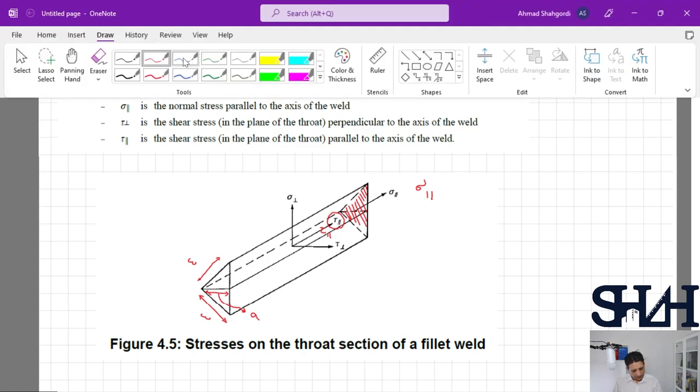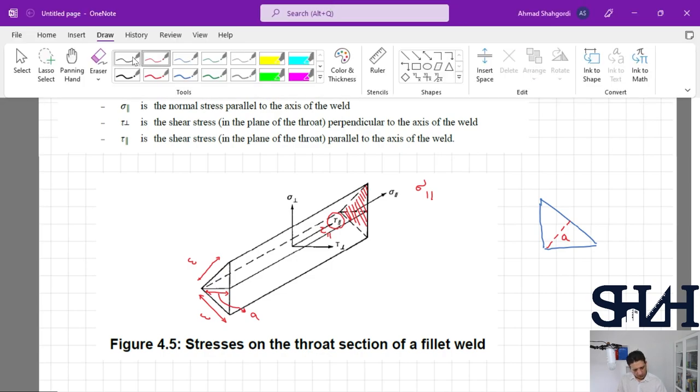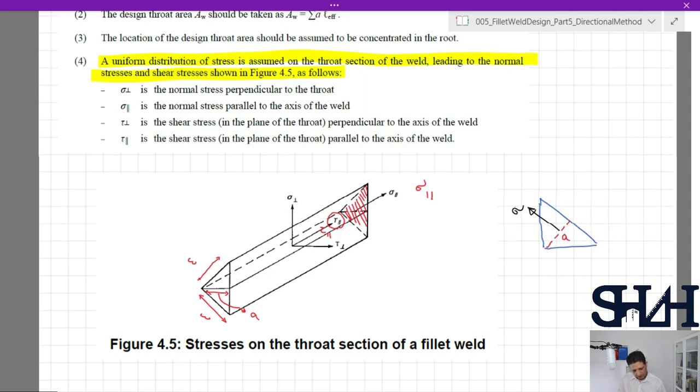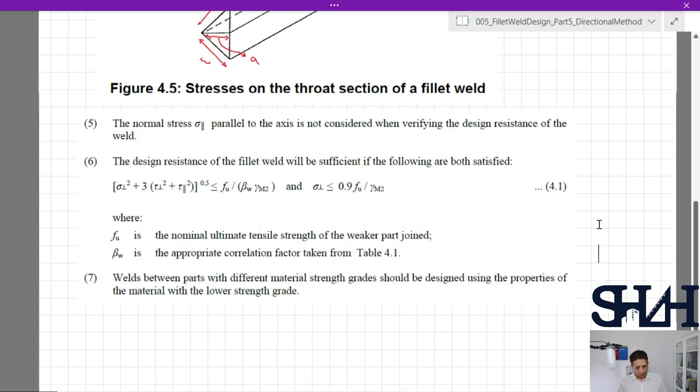If we sketch it from the side, this is the throat thickness, and sigma perpendicular is always the component of the stress which is perpendicular to this throat thickness. And the other one is tau perpendicular. Understanding these three, sigma perpendicular, tau perpendicular, and also tau parallel, is the most important part of weld dimensioning. Sigma parallel is not needed. We will check in the next clause. The normal stress sigma parallel to the axis is not considered when verifying the design resistance of the weld.